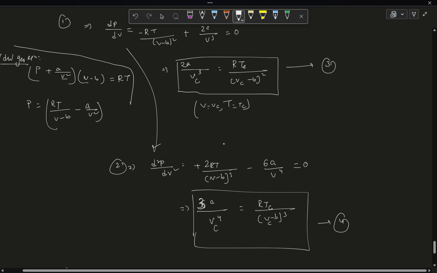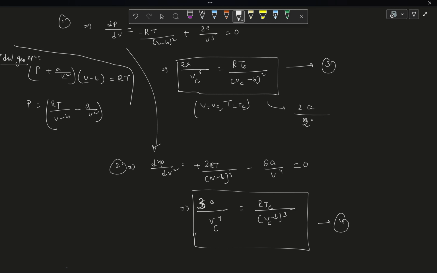Now once you have this, you can use this one and put the value of Vc as 3b. So 3 to the power 3 is 27, b cube is equal to RTc by 3b minus b, which is 2b, 2b squared is 4b squared. So Tc is equal to this, b square and b cube gives you b. So this is 8a by 27Rb.